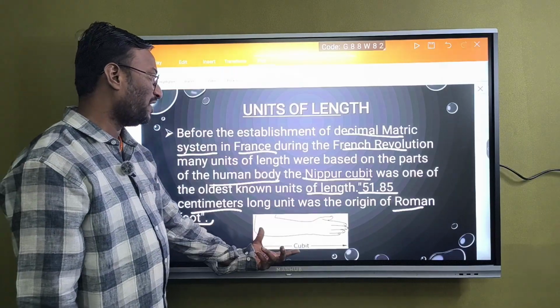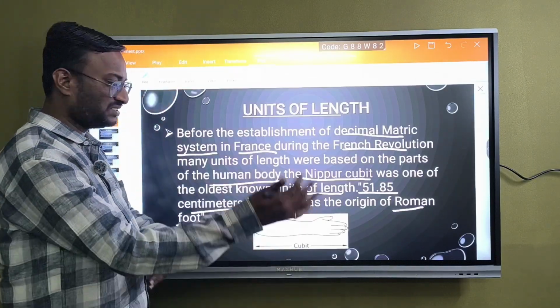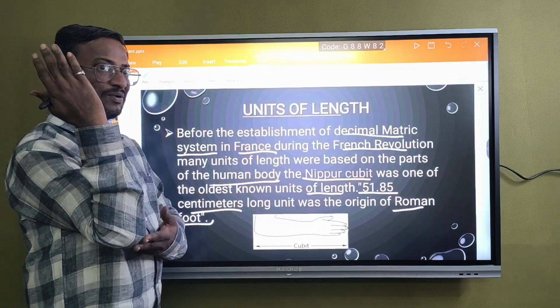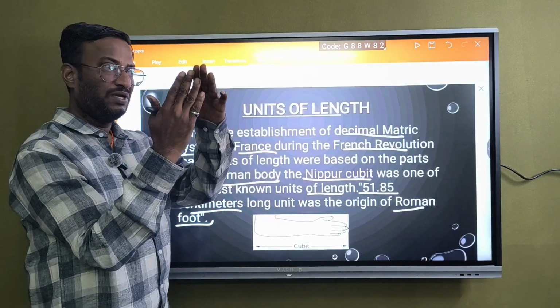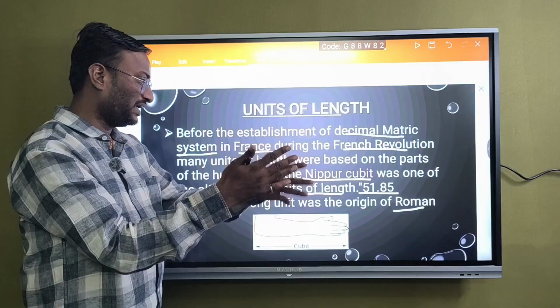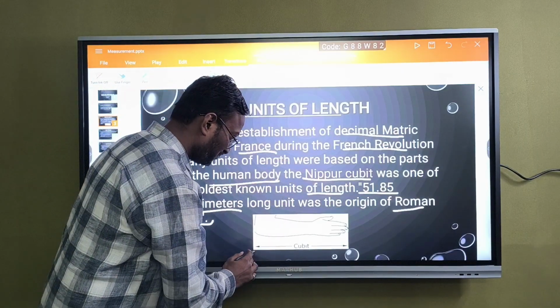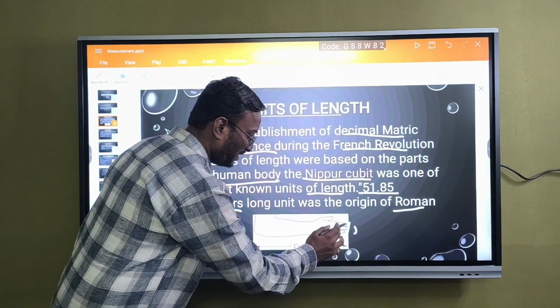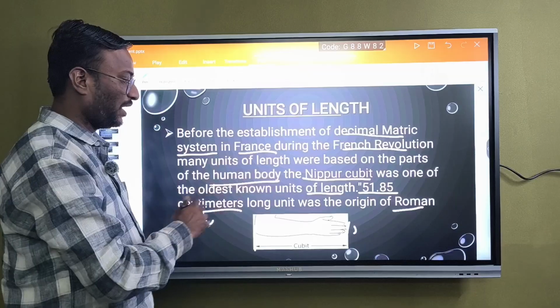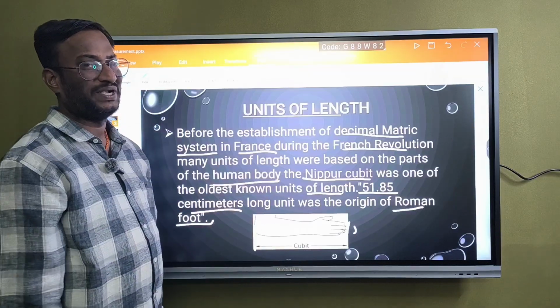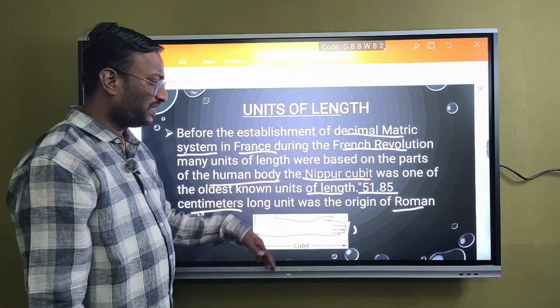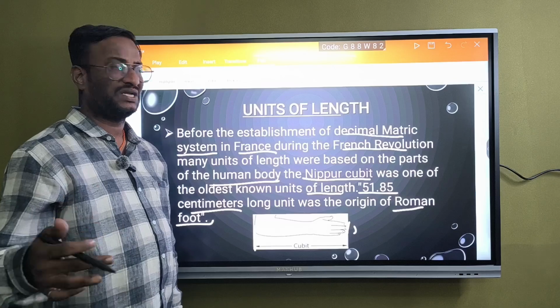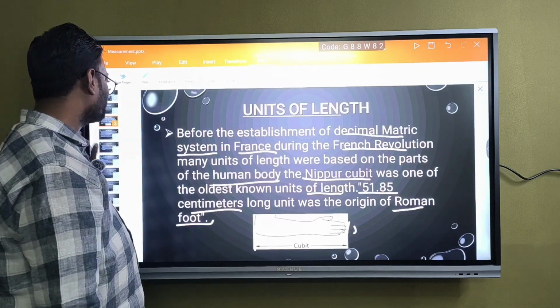Okay, cubit, they used the Nippur cubit. Cubit means from the folded hand, from the elbow to the tip of the middle finger, up to that length we call a cubit. Actually, that cubit length will differ from one person to another person.